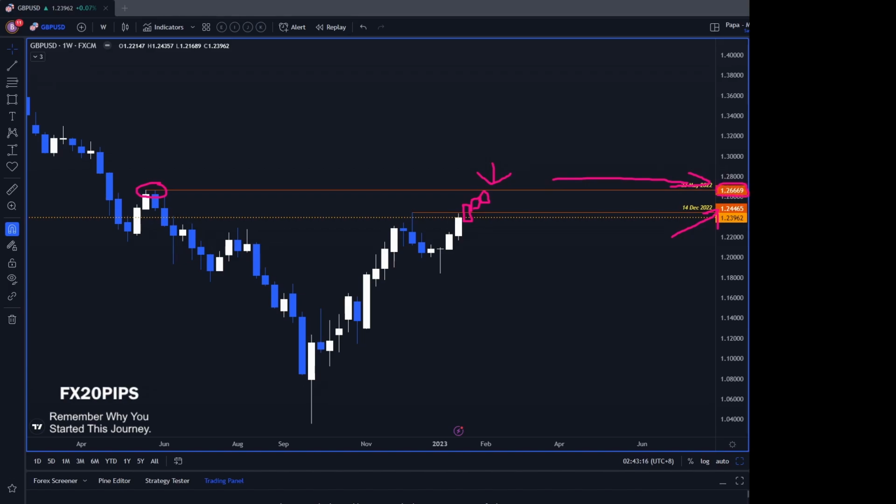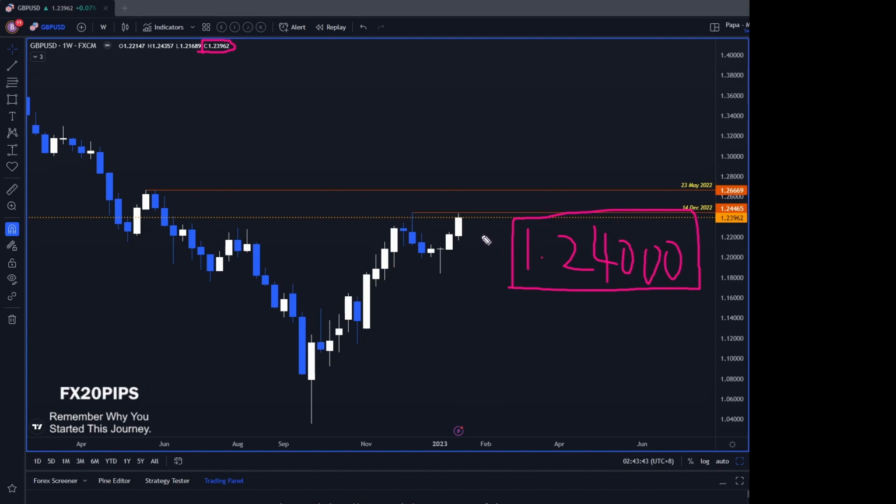1.26669. All right, you can see that last week the candle never closed above 1.24. So the round figure 1.24000, the price needs to close above it in order for it to go higher. Okay.